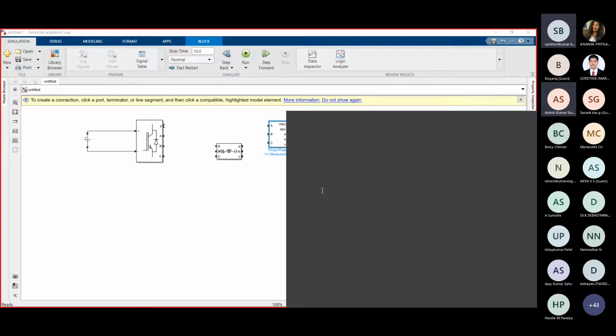Here I mentioned the filter values and how to design this filter. You can get any standard paper, or on YouTube also, on how to design an LC filter for normal inverters. You can get it easily, and the load values also I mentioned here. And the three-phase breaker I will use to switch on and switch off the load, then voltage measurement, and go to block.